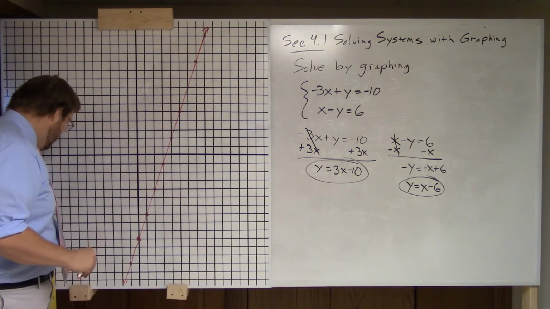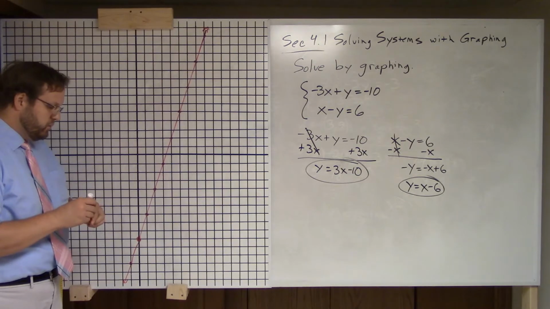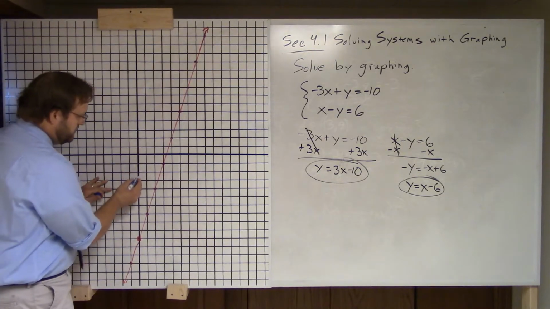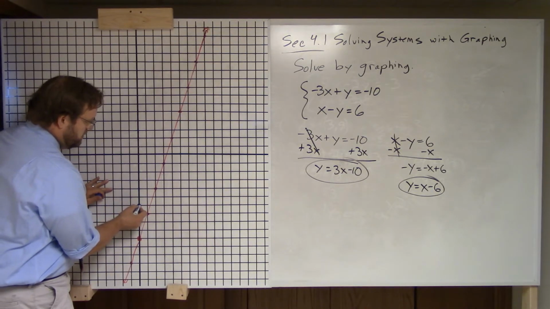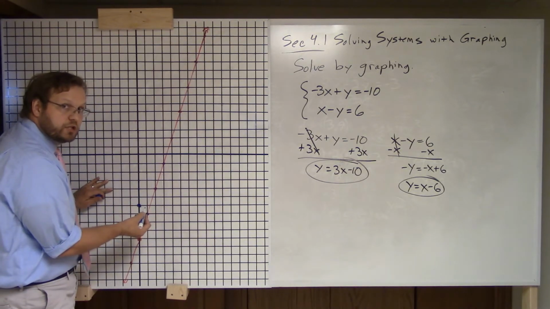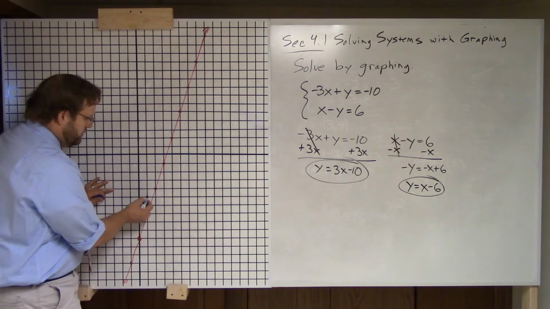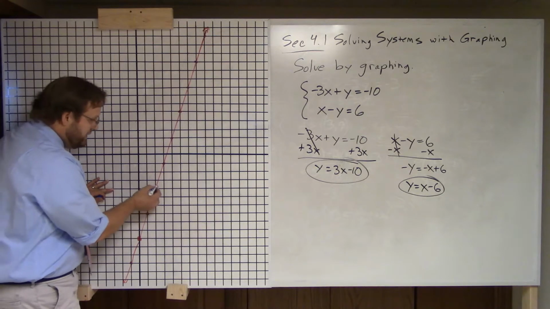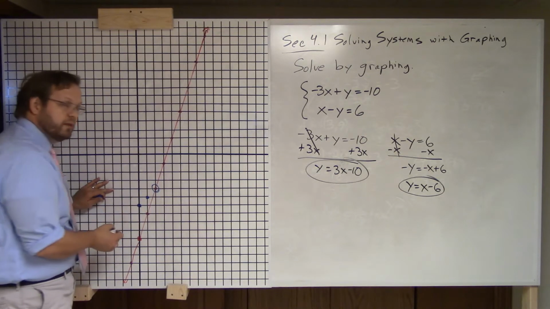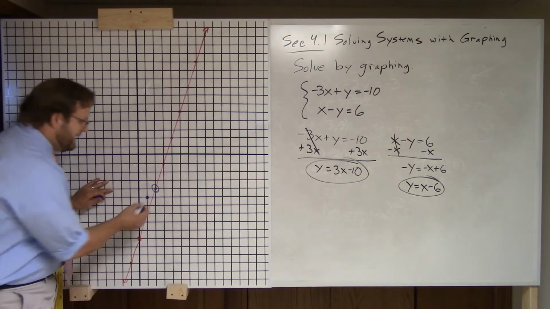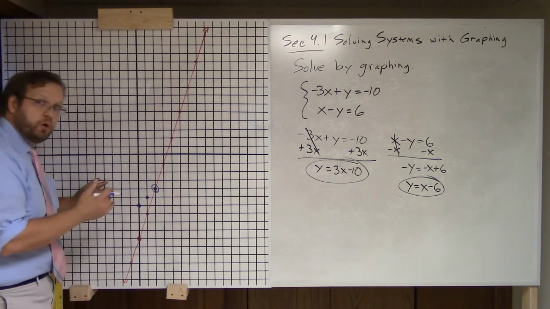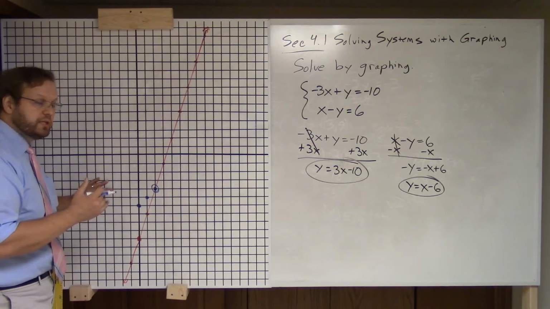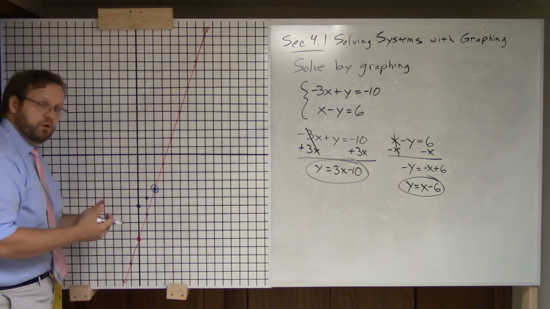Okay? Now, if I were to graph the other one, I start by going down 6. 2, 4, 6. And then I have a slope of 1. Up 1, right 1. Up 1, right 1. Now watch what happens. I just hit that point that was already there. At this point, I am on both the red line and the blue line. So that right there shows a solution that works for both.